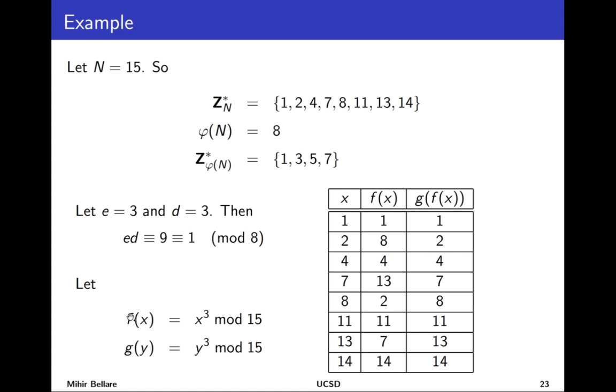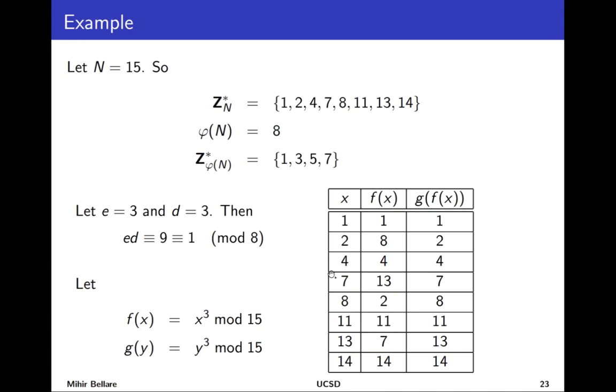Now, what is the RSA function? On input x, it returns x cubed mod 15, x to the power e modulo n. Note again, this is mod 15, this was mod 8. This function maps from Z star 15 to Z star 15, so it takes inputs in this set and returns outputs in that set. The decryption function g of y is y to the power d mod 15, which in this case is y cubed mod 15.